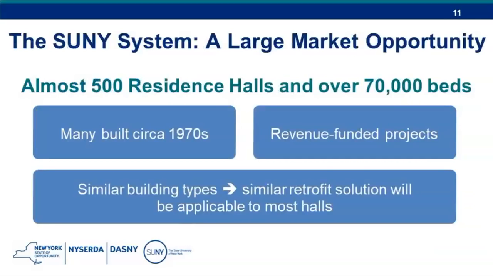So how much do we have at SUNY? Well, there are in the area of 500 residence halls, 70,000 beds. That's a lot of real estate, a lot of buildings. Most of those were built in the 70s, 80s, some of them in the 60s. They are all handled by the revenue that's generated. So no state money goes into our residence halls. Our residence halls are funded by the revenue of the students paying to live on campus.